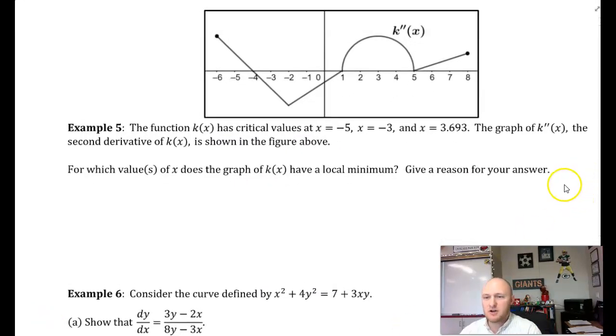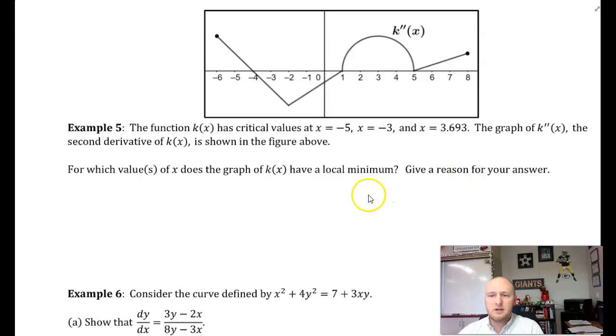They say here the function k of x has critical values at x equals -5, x equals -3, and x equals 3.693. The graph of k double prime of x, the second derivative of k of x, is shown in the figure above. And this is really what we want to learn today in this video and in this lesson. For which values of x does the graph of k of x have a local minimum? Give a reason for your answer.